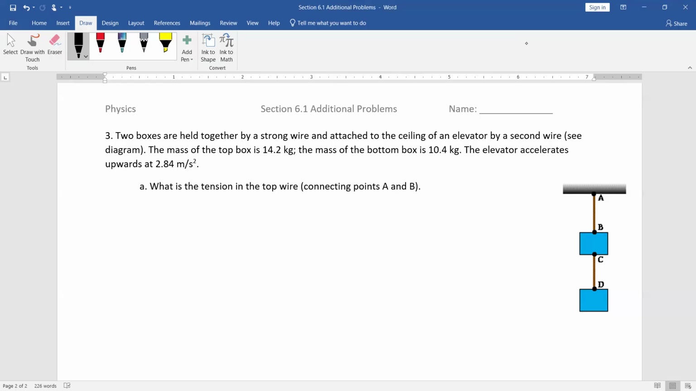So I'll go ahead and redraw it. If I have A and B, I'm going to call that mass 1. That's our first box. Mass 2 is our second box. Coming from mass 2, that's the force of gravity on the system.